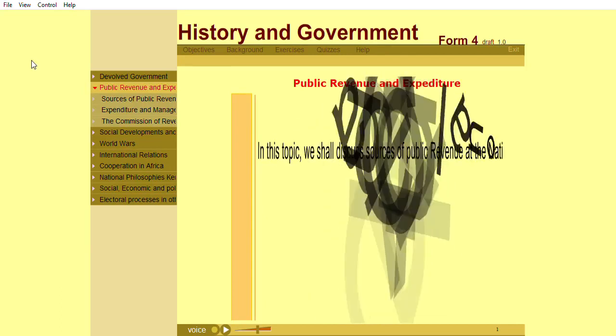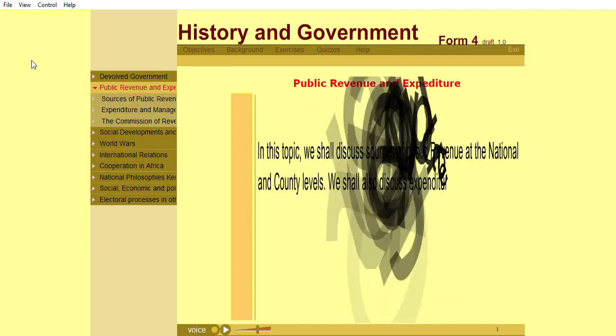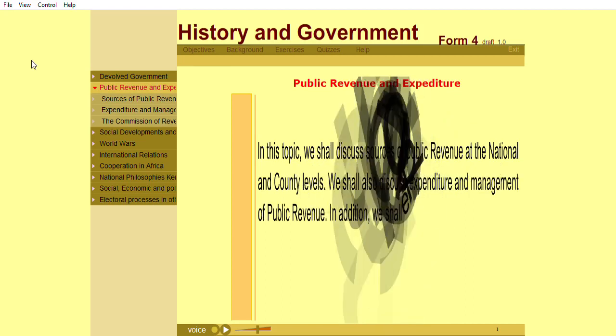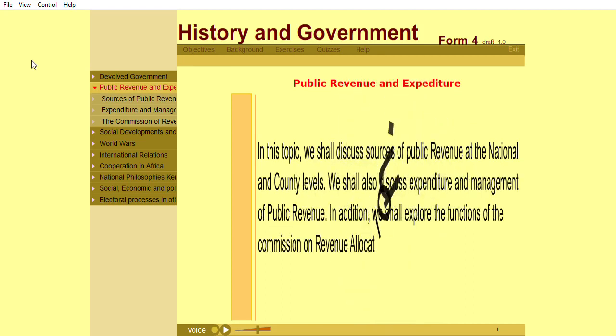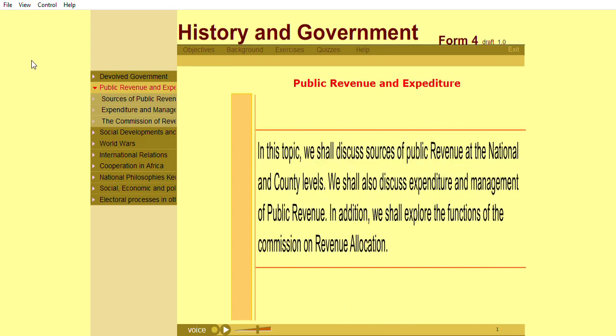In this topic, we shall discuss sources of public revenue at the national and county levels. We shall also discuss expenditure and management of public revenue. In addition, we shall explore the functions of the Commission of Revenue Allocation.